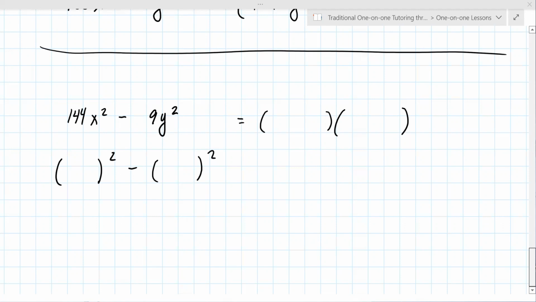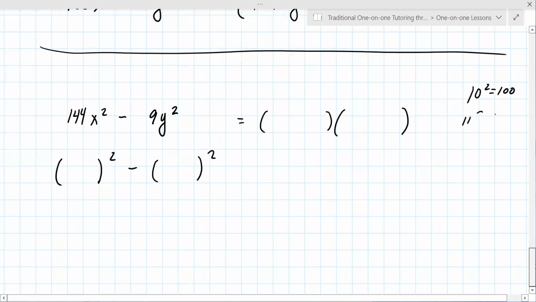Is A 40? I didn't give you the full list here. We stopped at 9 squared. So 10 squared is 100. 11 squared is 121. 12 squared is 144. 13 squared is 169, and so on.